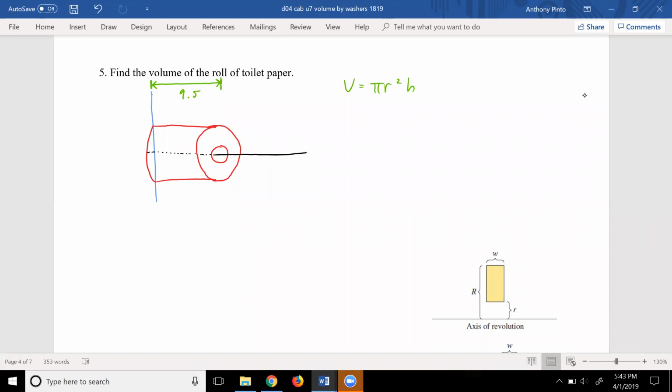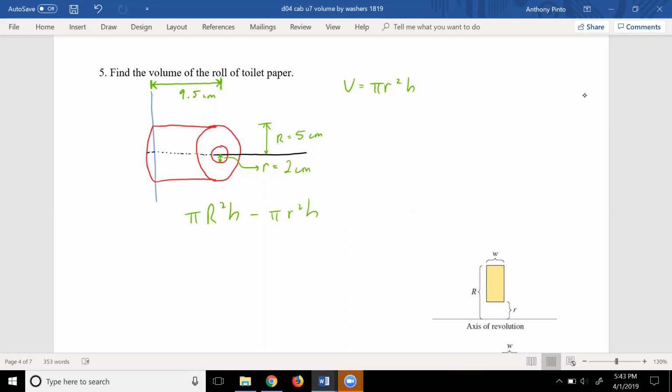Let's say it's 9.5. Let's say that the big radius from the middle to the outside is equal to 5, and these are centimeters, by the way. Let's say that the little radius, this little radius right here of the inside circle, or the hollowed out part, we'll call that little r, and we'll say that that's equal to 2 centimeters. So the way that we would find the volume of toilet paper in this roll would be pi r squared h minus pi r squared h.